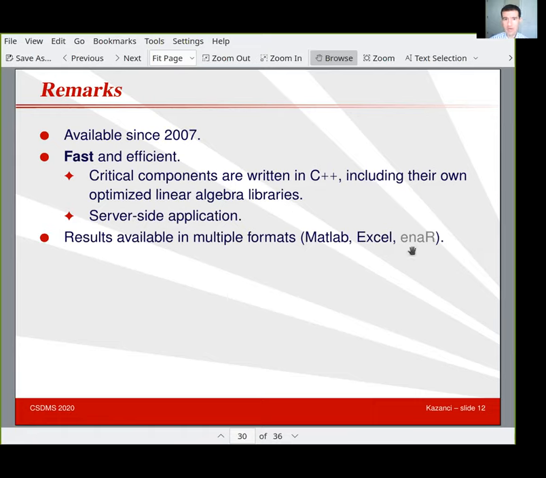And also ENAR, again, this is in the works. And that's an R package that Stuart mentioned earlier. And it's flexible to work with. You can modify your models easily. And also you can email a model. Everything is in text format, so it's extremely portable.